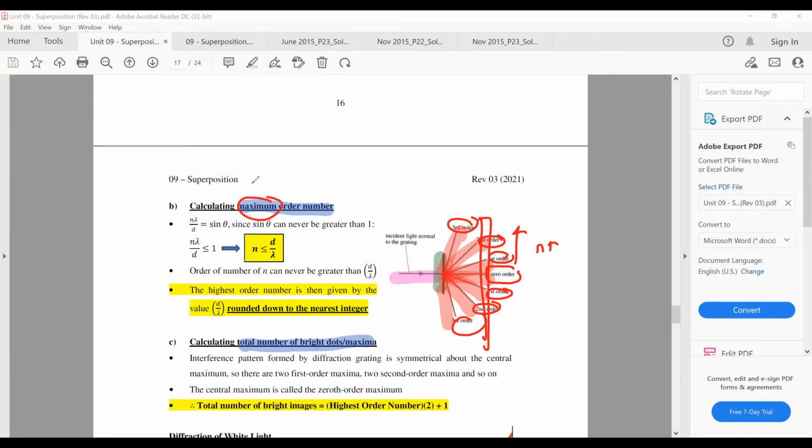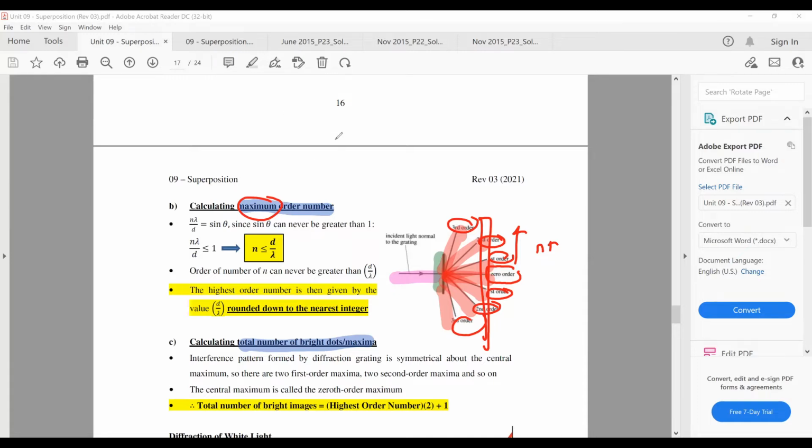So you cannot go up to the 99th order number. Depending on the wavelength that you use, depending on the slit separation that you use, you will eventually reach a maximum order number. You can only produce a certain maximum order number. So some questions will ask you to calculate what is the maximum order number.